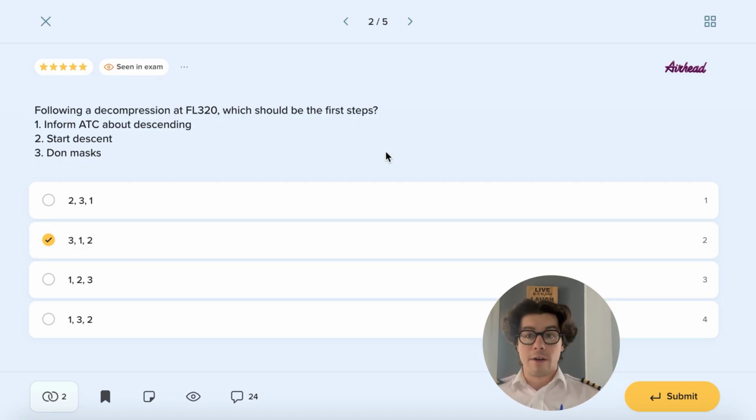And also, if you're flying above 10,000 feet, you will always require oxygen unless you're flying for less than 30 minutes below flight level 130. If you're flying above 13,000 feet, you'll always need supplemental oxygen if your cabin is unpressurized.